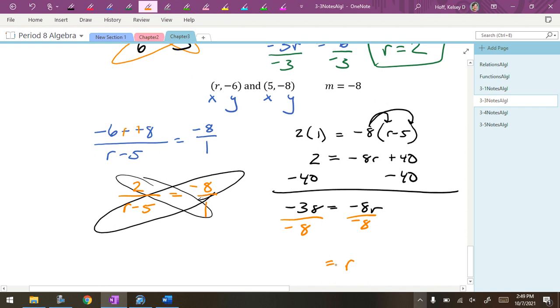Wait, wouldn't the 2 be negative 2? Because you're adding 6. Oh, wait, actually, never mind. I mixed up the negatives. Am I okay so far? Because then this would really be 19 over 4. Yes.